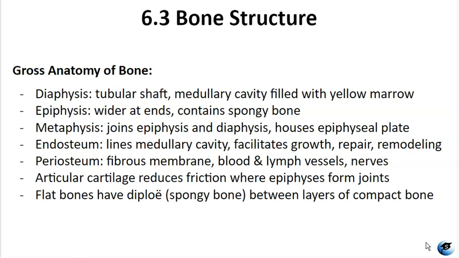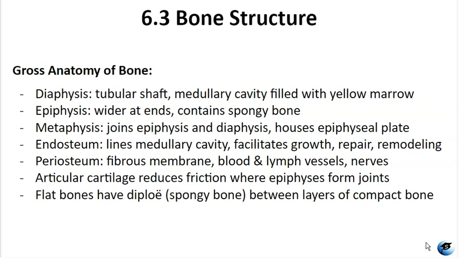Within the diaphysis, the medullary cavity holds bone marrow, transitioning from red to yellow with age, each serving different hematopoietic functions. The endosteum, lining the medullary cavity, facilitates bone growth, repair, and remodeling, while the outer periosteum, a fibrous membrane, contains blood vessels, nerves, and lymphatic vessels. Tendons and ligaments attach to bones at the periosteum, except at joint-forming epiphyses, where articular cartilage reduces friction.